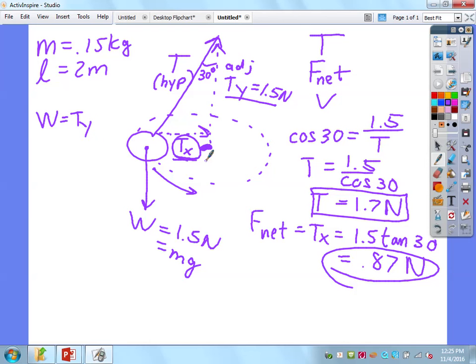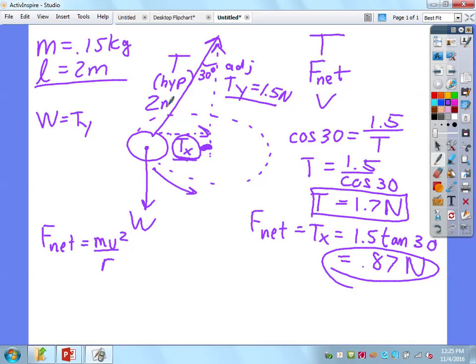And so then finally, last thing, it says find the velocity. I'm going to erase a little bit of this if you don't mind, so I have some space. How do I figure out the velocity? Well, the velocity would be related to the net force equation. F net equals mv squared over r. I know what F net is, I know what m is. What's r, the radius? Well, that's where the length comes in, 2 meters.